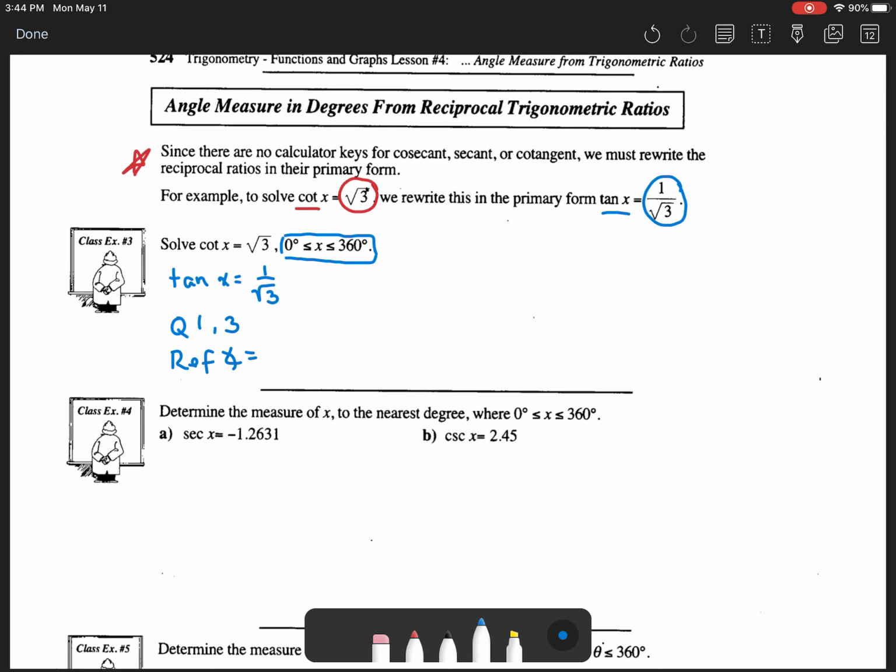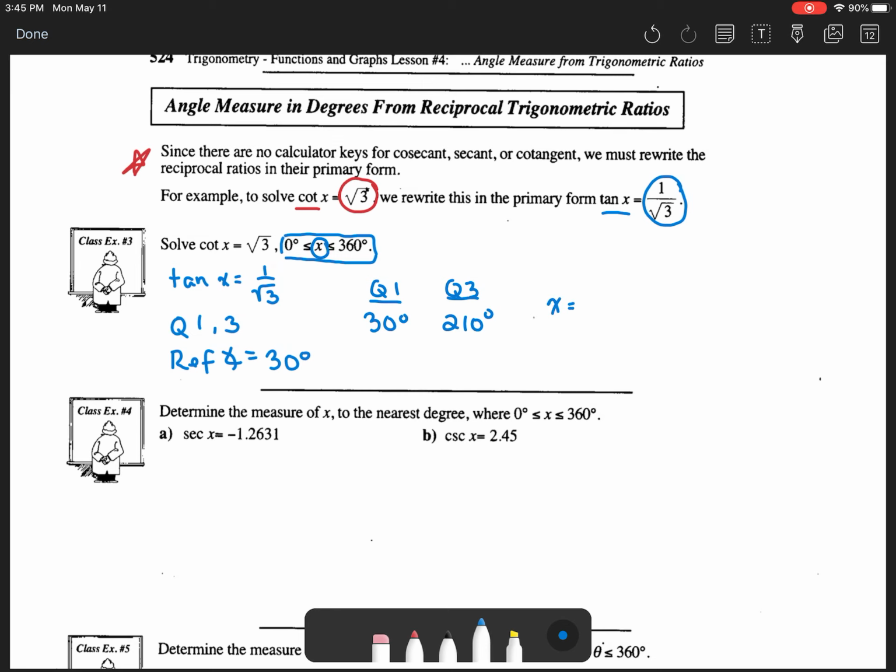So I'm going to go second function tangent of 1 divided by the square root of 3, okay, and you get 30 degrees. So your reference angle is 30 degrees. So again, very simply, I go into quadrant 1. We know in quadrant 1 the reference angle and the rotation angles are the same. So that'll leave me with 30 degrees. And in quadrant 3, we go 180 degrees plus our reference angle. So that will leave me with 210 degrees.